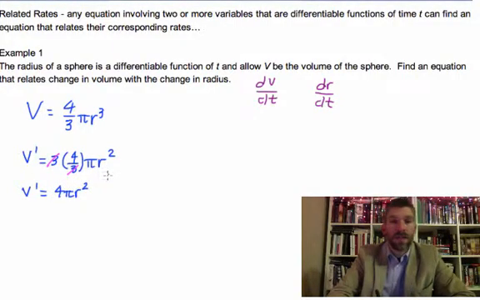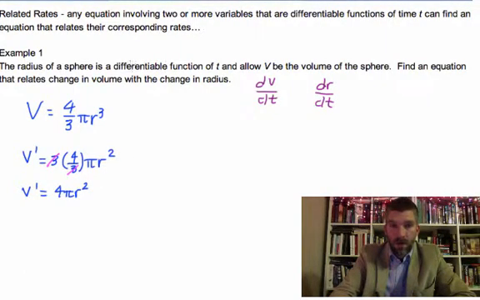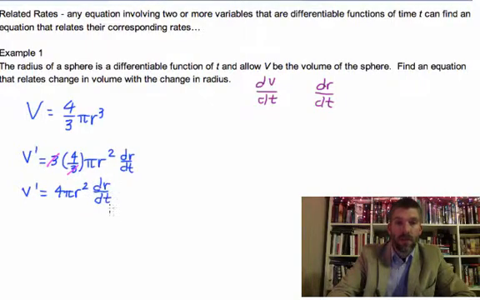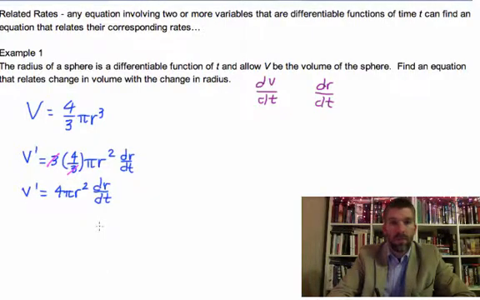Now, remember, since t was our original variable, the thing is a differentiable function of t, we need to add dr/dt behind the r squared. It's pretty important to add that part. So we just carry it down here, dr/dt. The cool thing is we're actually done with our problem at this point. We've taken a derivative of both sides. The left-hand side looks like V prime, and the right-hand side has that dr/dt in it. That's the relationship we're looking for.